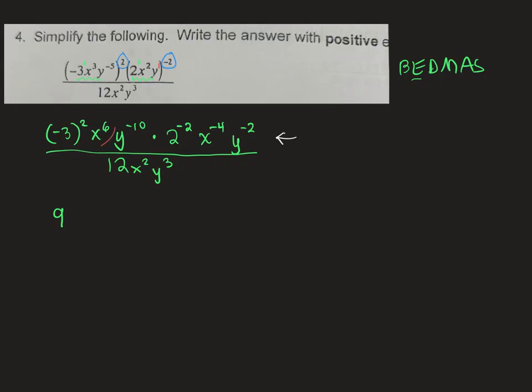We have x to the 6, and this is all multiplied together, so we look for another power with a like base, x to the -4. So when you're multiplying powers, and they have the same base of x, you add the exponents. So 6 plus -4 would give us +2. So we have x to the exponent of +2. And then we do the same thing with the y, because y to the -10, y to the -2 is being multiplied. Therefore, we add the exponents. So -10 plus -2 would be -12.